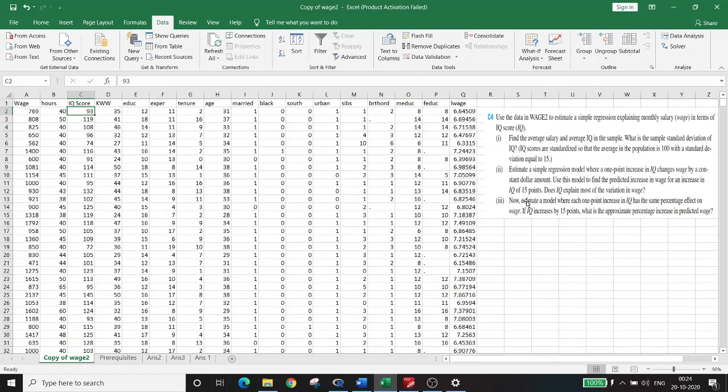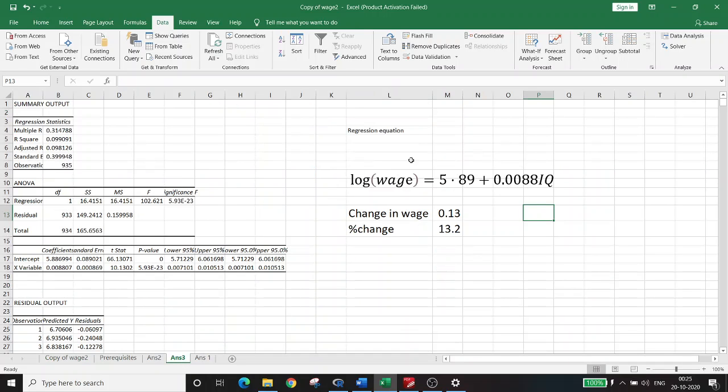Okay, all right. So the third part of the question: now estimate a model where each 1 point increase in IQ has the same percentage effect on wage. So now it asks that your IQ score remains in the same unit, but now you have to talk about percentage effect on wage. So now my dependent variable will no longer be wage in raw values, but it will become log of wage. So my regression equation in this case becomes a semi-log model where I have the dependent variable in log and the independent variable in IQ score.